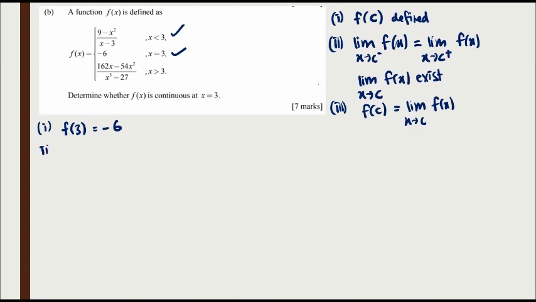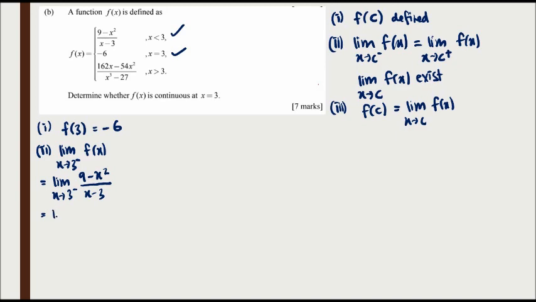And then the second condition, we will check if the limit of f(x) when x approaches c exists. So we will check the limit from both sides: x approaching 3 from the left of f(x), and then from the right. From the left, f(x) is this first function, so we will have the limit of x approaching 3 from the left, and our function is 9 minus x squared, divided by x minus 3.